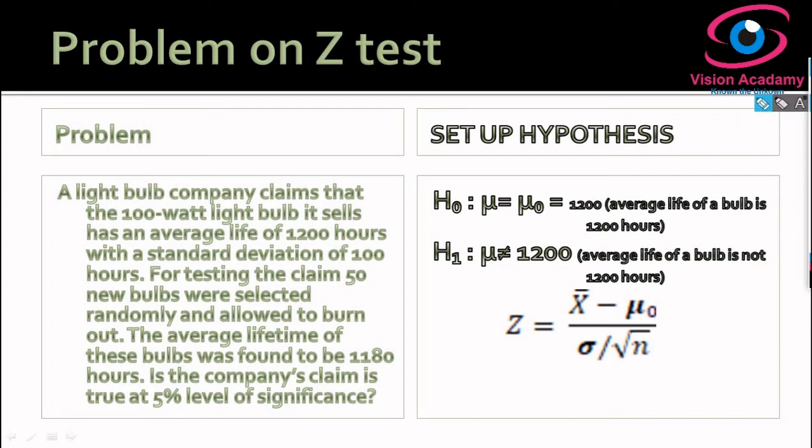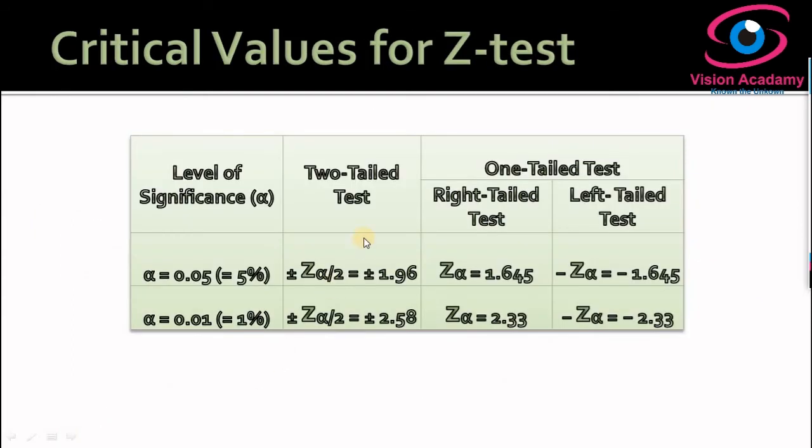So in the Z critical values table, you want to look only at the two-tailed test. In the two-tailed test, select the 5% level of significance. Then your critical value for the Z statistic at the 5% level of significance is plus or minus 1.96.